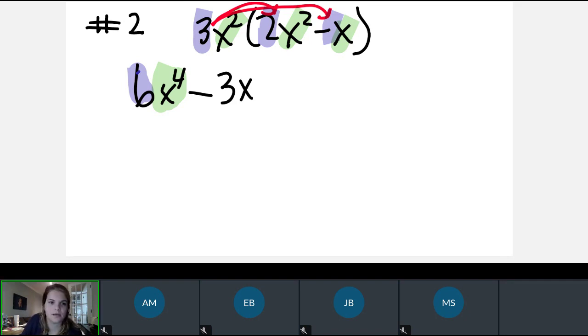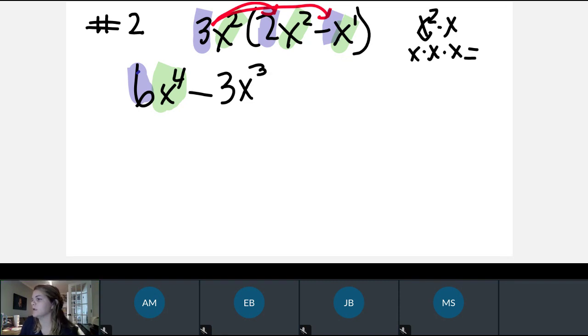Not quite, because remember, this has an imaginary 1. So the x squared times x is the same as x squared times x to the first. So what would that be? Yep, 3x to the 3rd. And that's it. Yeah, Destiny, number 6 on 8.11, right?